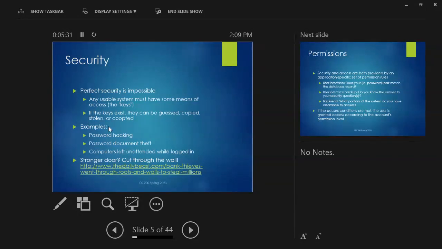Or people can steal them, right? They can hack your account. If you have a document in your cubicle that says, here are my passwords, somebody can come by and swipe that, or they can co-opt them. They can make them work in some way that wasn't intended. So again, key takeaway: perfect security is impossible. The reason is people need some means of access to get into the system, but that means of access could be used in a way that was not intended.